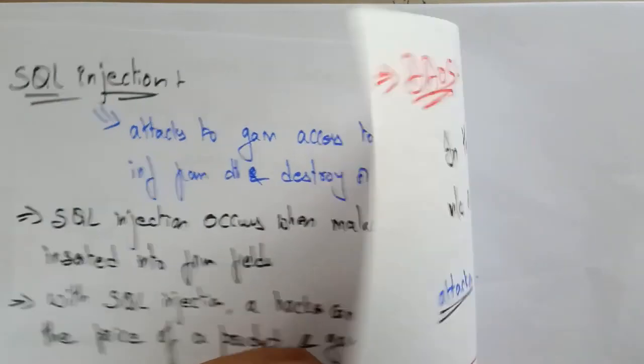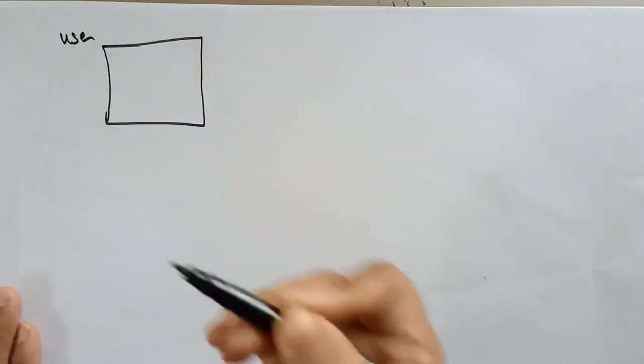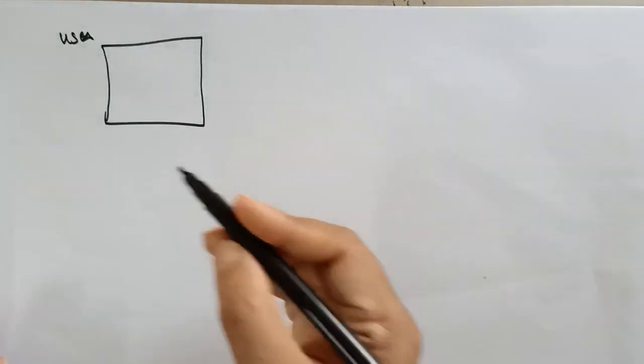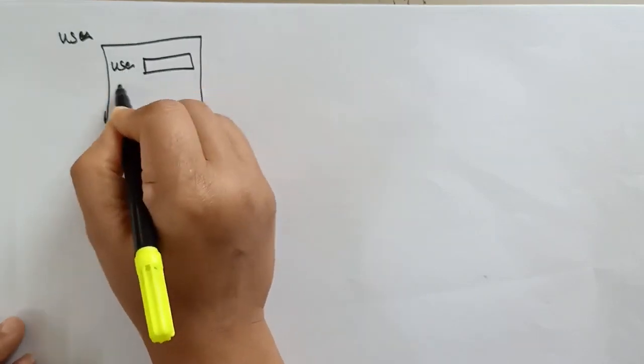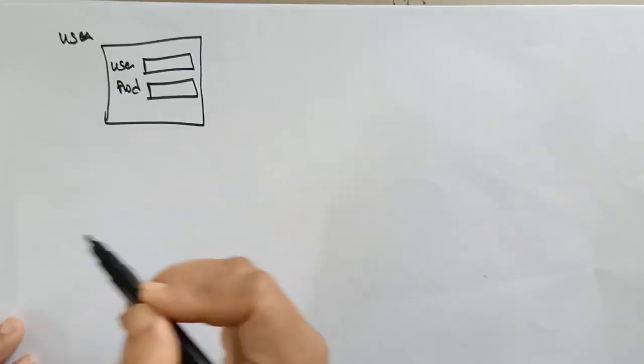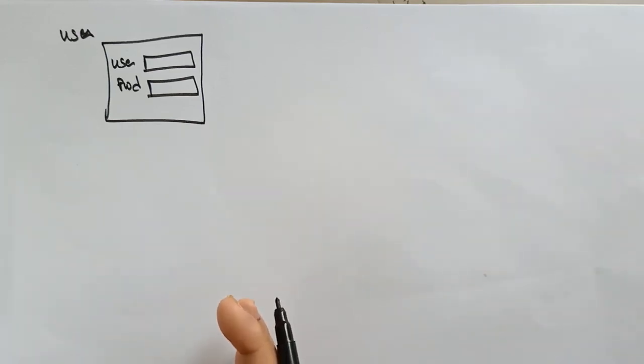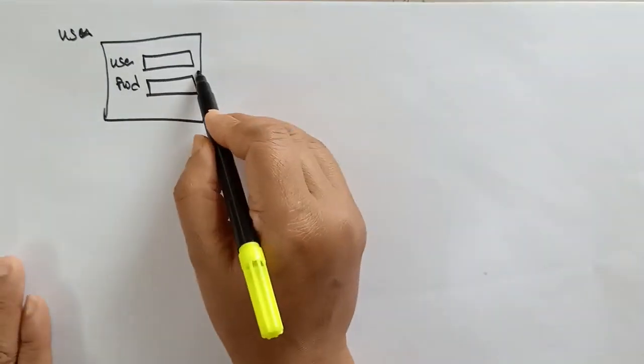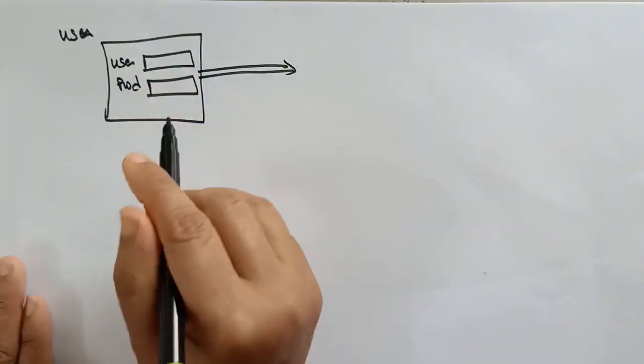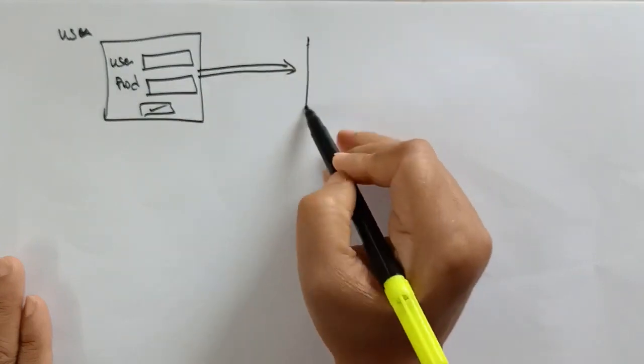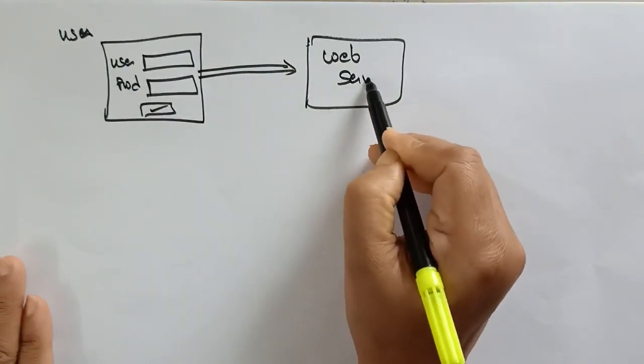Let me explain with a simple example of SQL injection. Let's take this user form. The user wants to access his database, using a username and a password. Some conditions will be there, like capital letters and small letters have to be included in the password. The hacker can identify these things, that this site is protected with such password rules. By entering the username and the password, whenever the user clicks submit, he is going to access the web server.